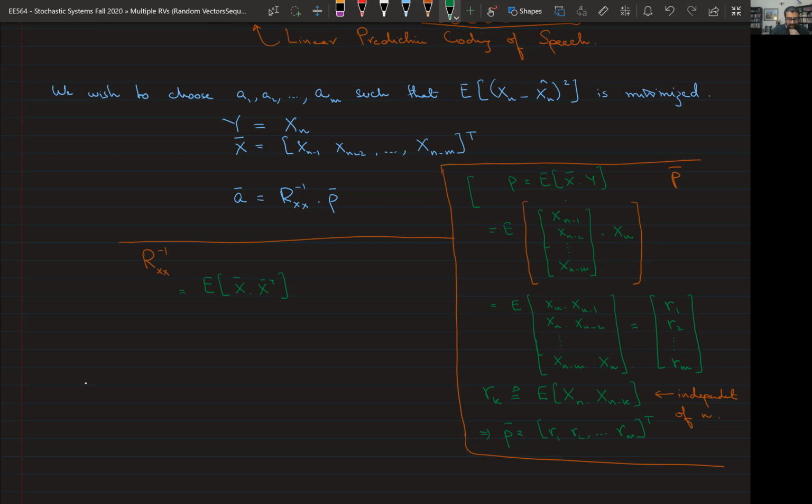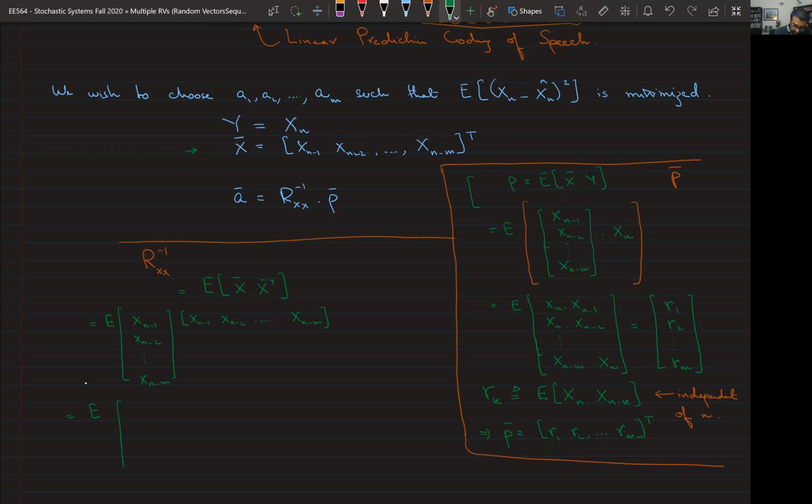And I know that X is whatever is this thing here. I mean, I've defined that. So this is expected value of x of n minus 1, x of n minus 2, all the way up to x of n minus m, times x of n minus 1, x of n minus 2, all the way up to x of n minus m, right? So what is the matrix that I get here?